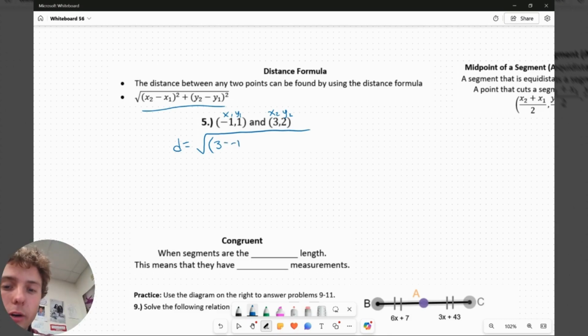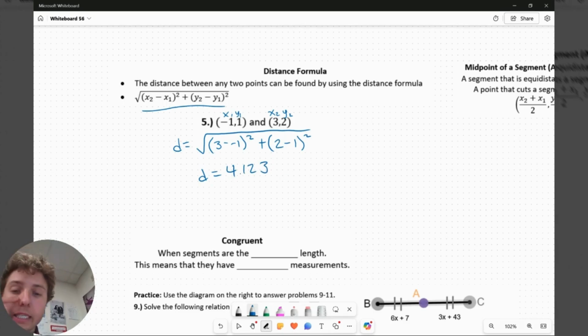Now it's just plugging into our formula. Replace the x2 and x1. Replace the y2 and the y1. Type this into your calculator. Find a value. When we do so, we end up getting 4.123. So the distance between those coordinates is roughly 4 units.